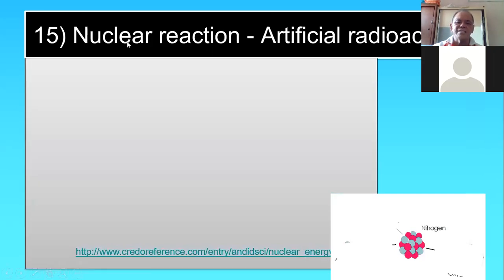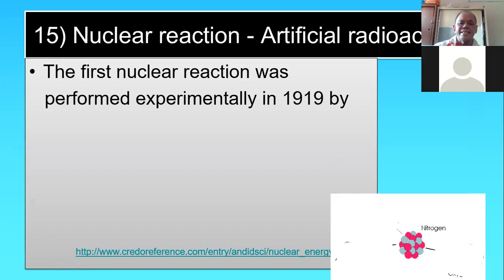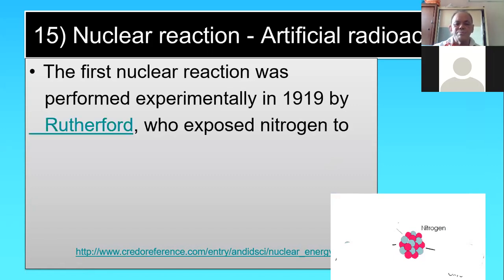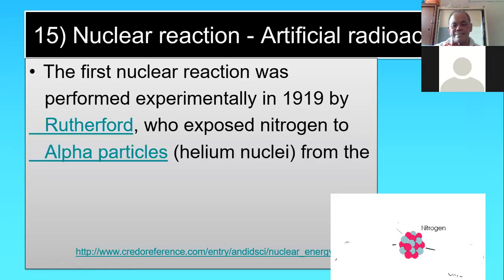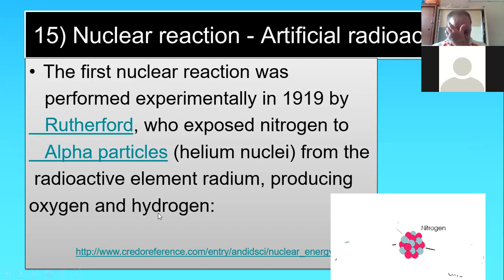Okay, nuclear reaction, artificial radioactivity. The first nuclear reaction was performed experimentally in 1919 by Rutherford, who exposed nitrogen to alpha particles. Where did he get them? From a radioactive element, radium. At that time, they had no idea how to accelerate the alpha particle. So they had to use alpha particles from a radioactive source, radium. And the products are oxygen and hydrogen.